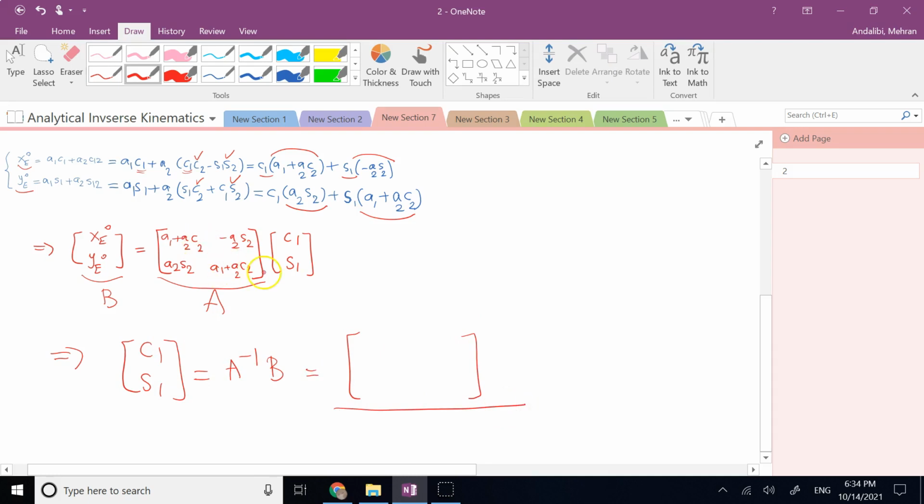for inverse of a 2x2, we swap the diagonal elements. In this case, they are the same thing, so it's not going to affect anything. And then the anti-diagonal, we negate them wherever they are. So that makes it like this.